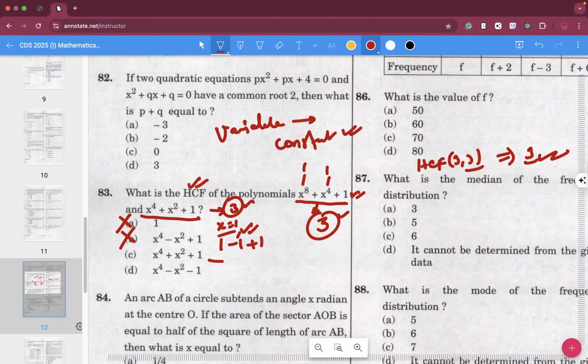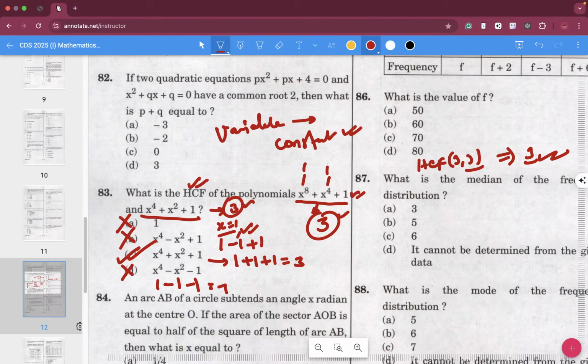Okay, option C, if you put x raised to the power 4, which means 1 raised to the power 4 is 1 only, plus 1 square is 1 only, which means it is giving you 3. For option D over here, you get 1 minus 1, something like this, which is giving you minus 1. So obviously D is also not the answer, C is the answer over here, right?